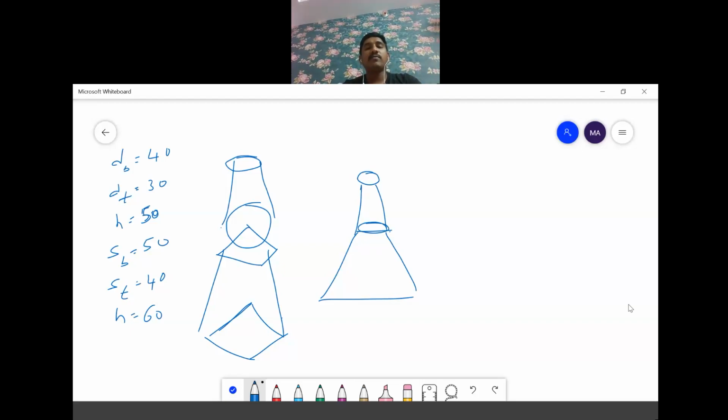Side as 50. Here the side as 40. Height is 60. And here the top diameter is 30, bottom diameter is again 40, and height is 50. By seeing this diagram, you have to draw the isometric projection. Is it clear?